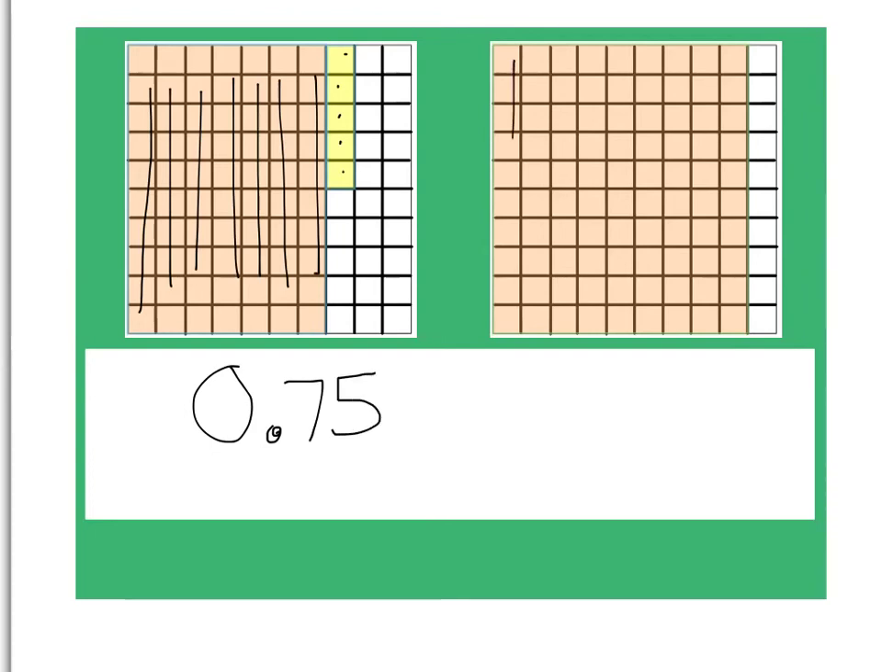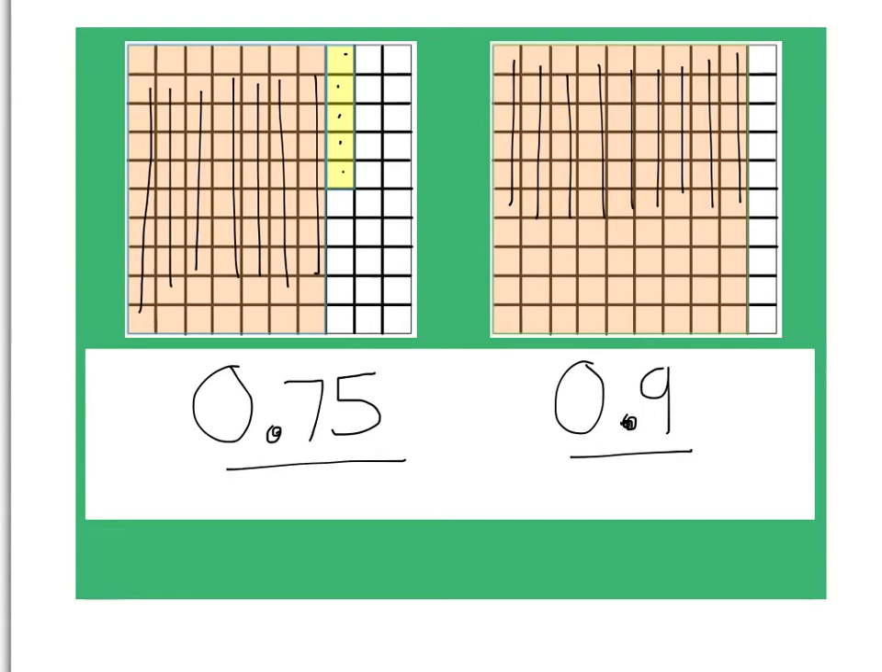And this one I have 1, 2, 3, 4, 5, 6, 7, 8, 9 in the tenths place. When you draw out the picture, it's really easy to see that 9 tenths is bigger than 75 hundredths. Think about this as money too. If we added a 0 here, we could think of this as 75 cents and 90 cents, and then it's a little bit easier for you to picture in your mind.